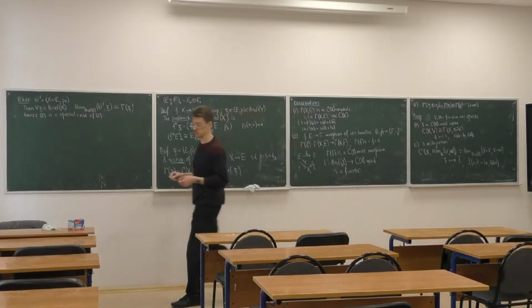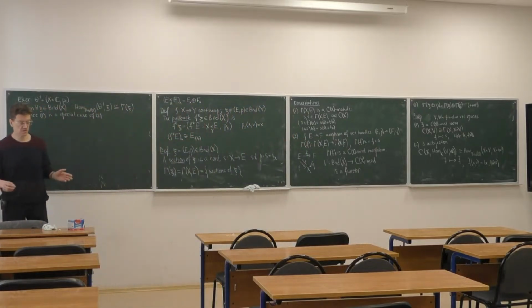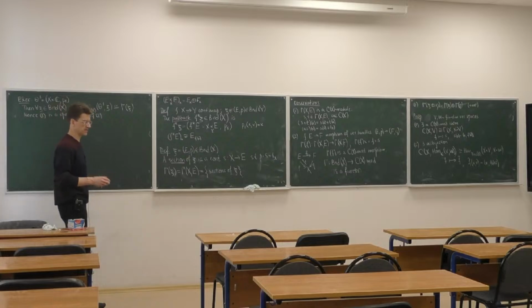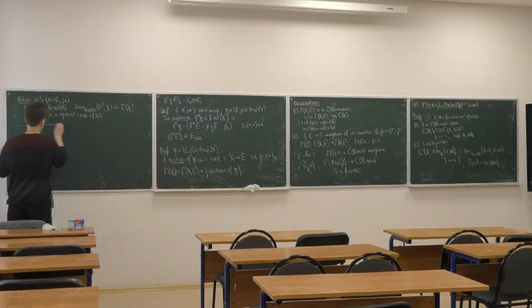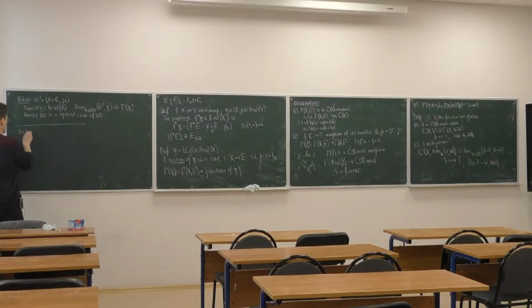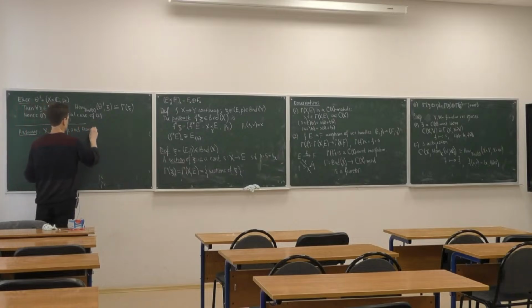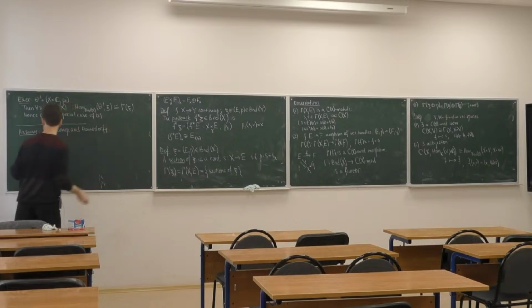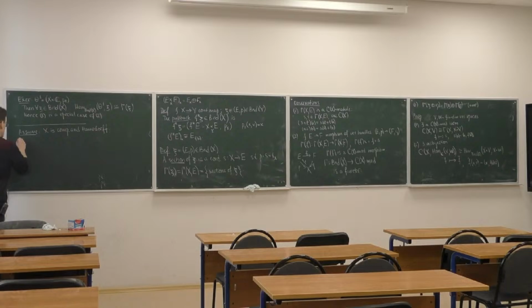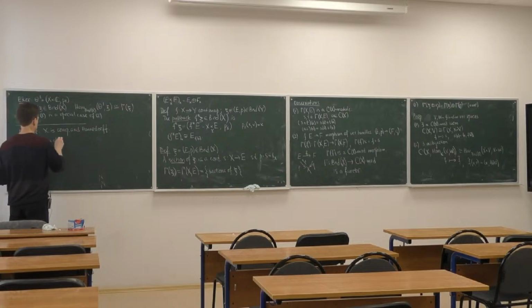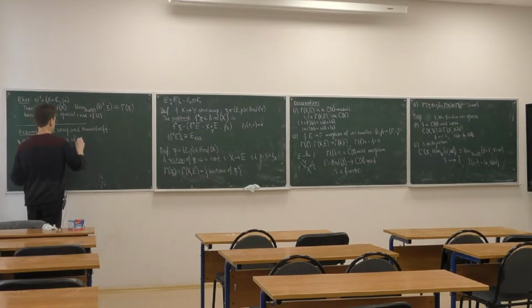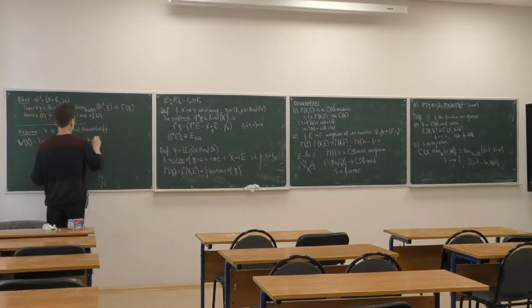Okay, from now on we assume, so far X was an arbitrary topological space, but from now on we assume that it is compact and Hausdorff. Assume that X is compact and Hausdorff. We denote by V of X the set of isomorphism classes of vector bundles over X.